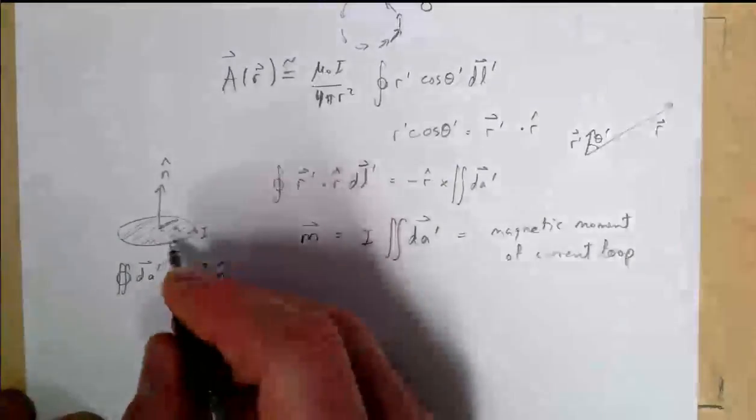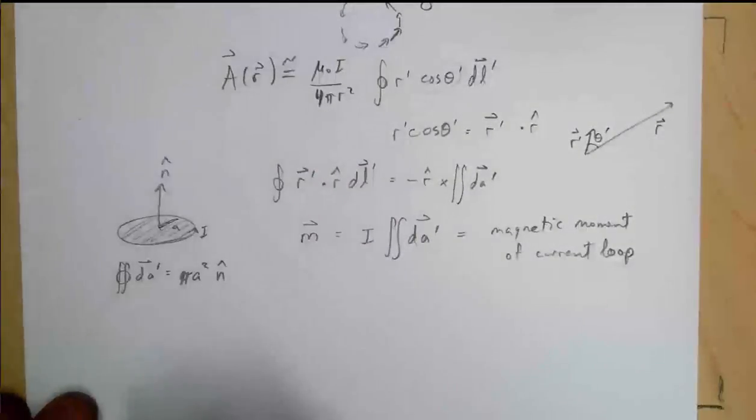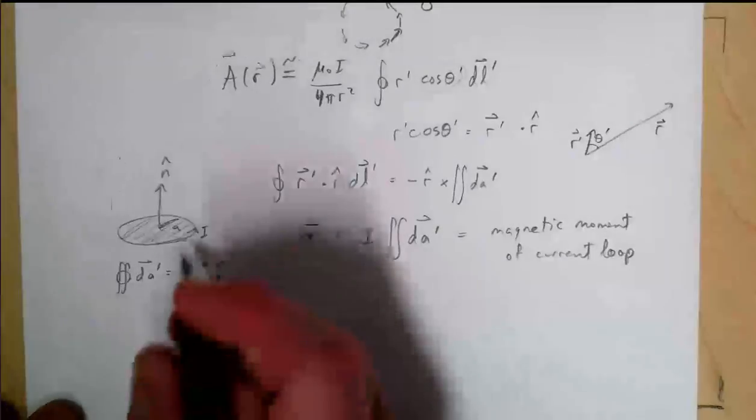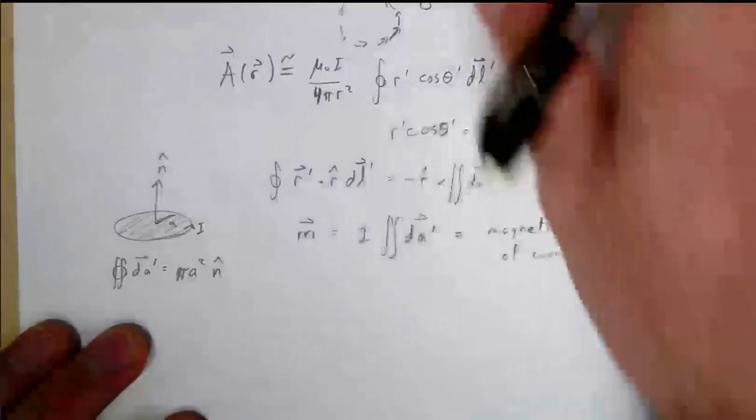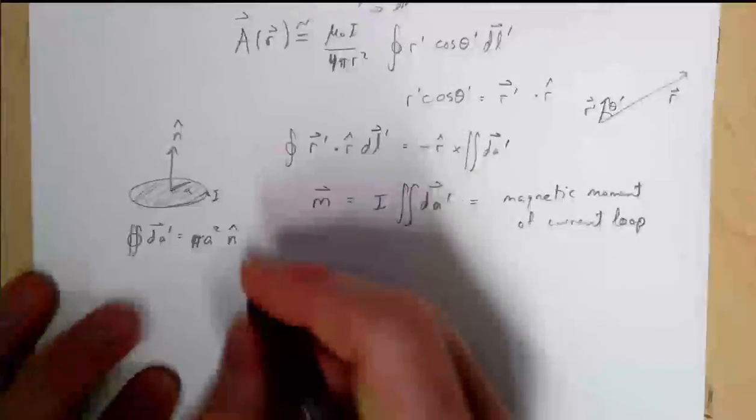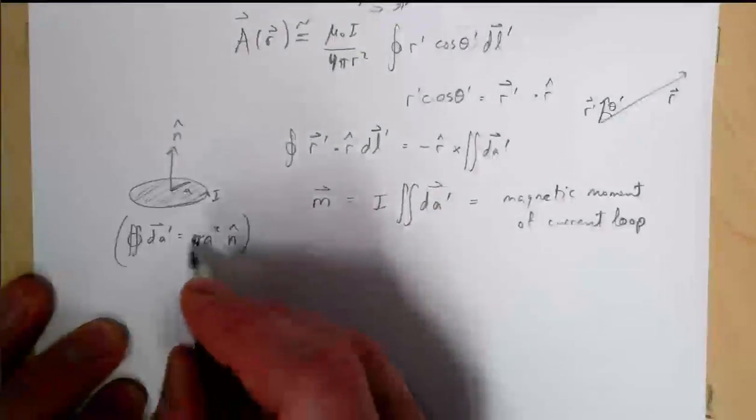And keep in mind that for a loop, how would you know whether it was pointed straight up or straight down? Use the right-hand rule. The right-hand rule sense of n-hat is that whatever line integral you're doing around the loop, your thumb is pointed up. So this is an example of what this looks like in practice.